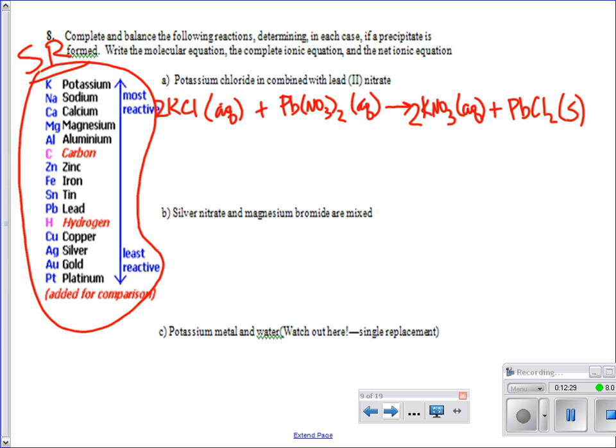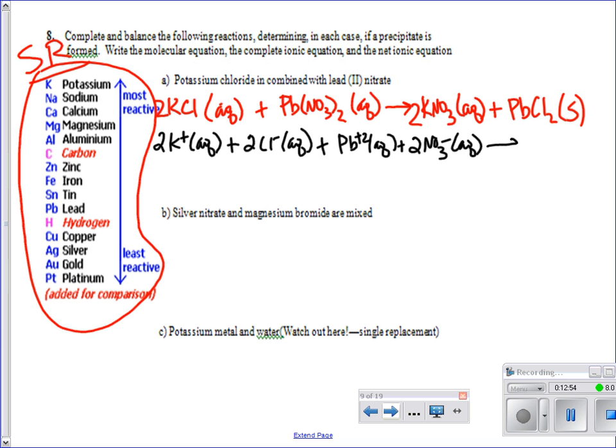All right, here we go. Splitting this up. I have 2 K+. So when this ionizes, I get 2 potassium ions and 2 chloride ions, and they're both aqueous. Plus, this totally ionizes because it's aqueous, so I get Pb2+ and 2 nitrates.